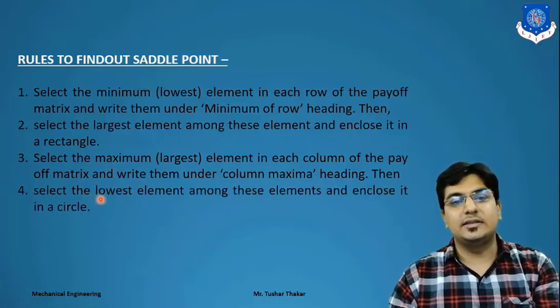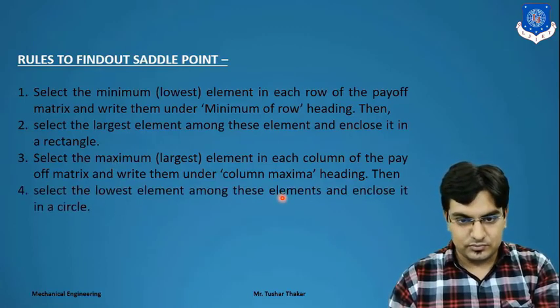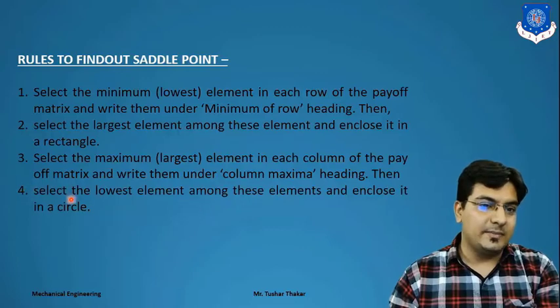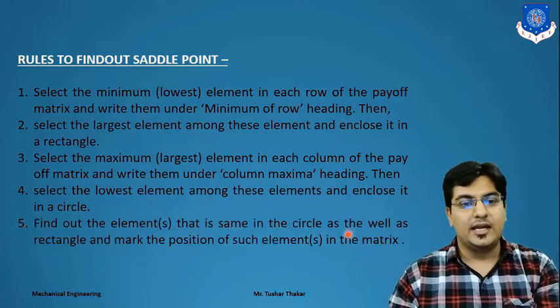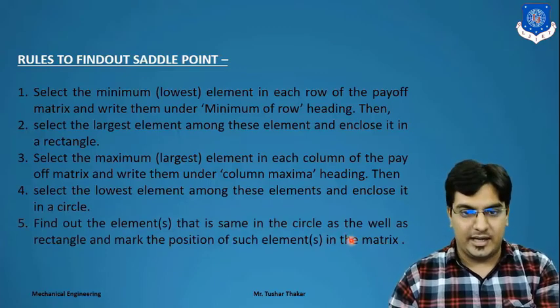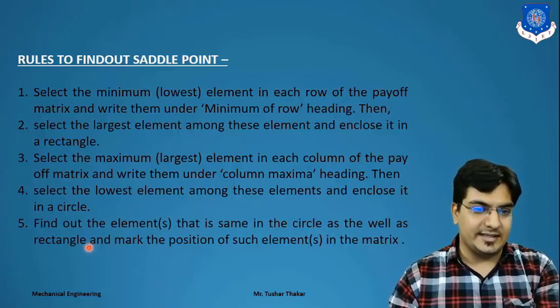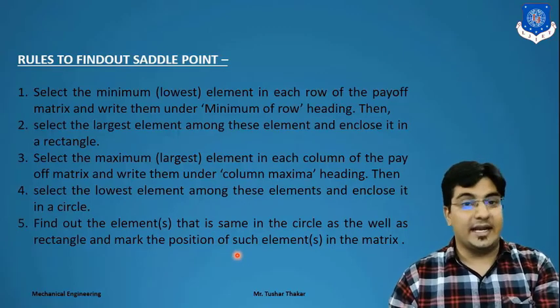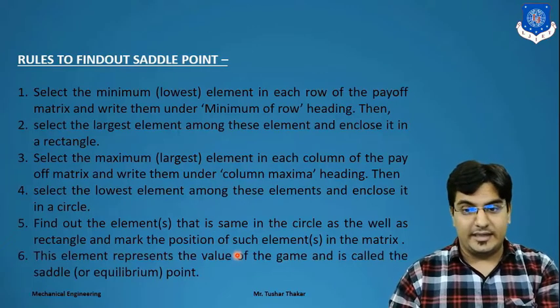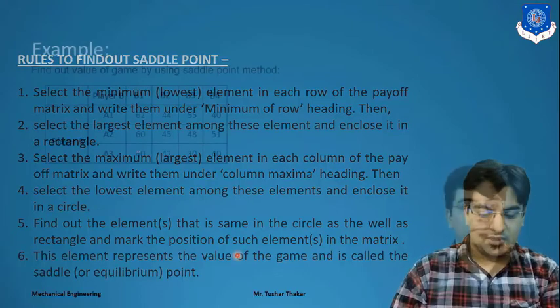Then select the lowest value from all the column maxima and enclose it in a circle. And find out the common element in the circle as well as the rectangle, and mark the position of such elements in the matrix. That is known as the saddle point, and that is the value of the game.